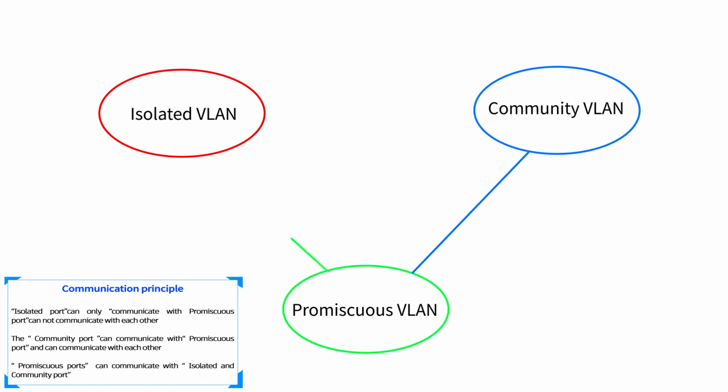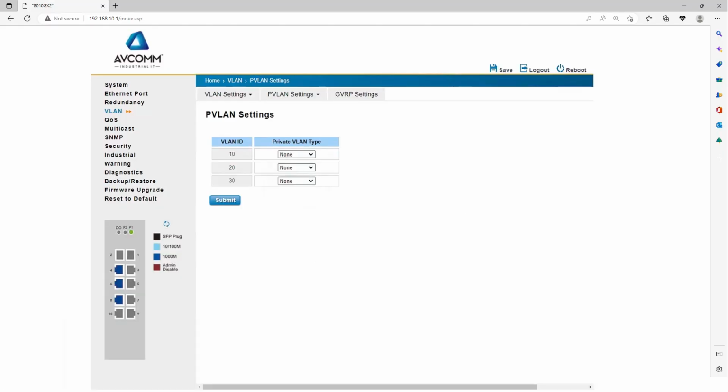While we use primary VLAN as a gateway for communication between isolated and community VLANs, devices within isolated and community VLANs can communicate with devices in the promiscuous VLAN, but they cannot directly communicate with each other. We will choose primary type for the VLAN 10, as we want it to communicate with the other VLANs. Because we want to isolate the communication between VLAN 20 and VLAN 30 but allow them to communicate with VLAN 10, we choose isolated PVLAN type for the rest of the VLANs. Once set up, click Submit.